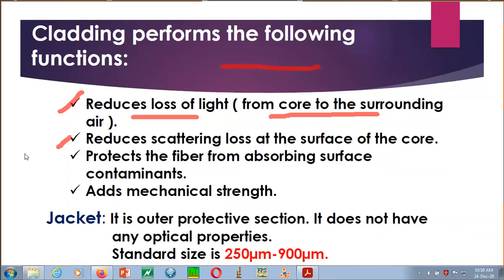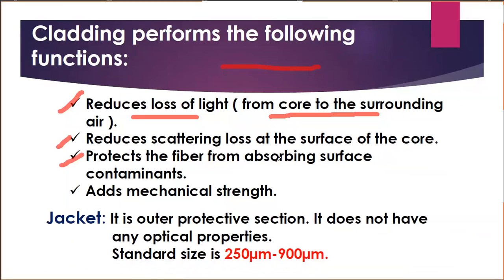And the third one, you see, it protects the fiber from absorbing surface contaminants. Suppose only core is there, then chances are that a dust particle may stick to this core, or some other surface-related phenomena can happen with the core. To protect your core, because the core is the main part of the optical fiber that carries the signal, we are putting this cladding so that contaminants may not stick to the core part. So it protects.